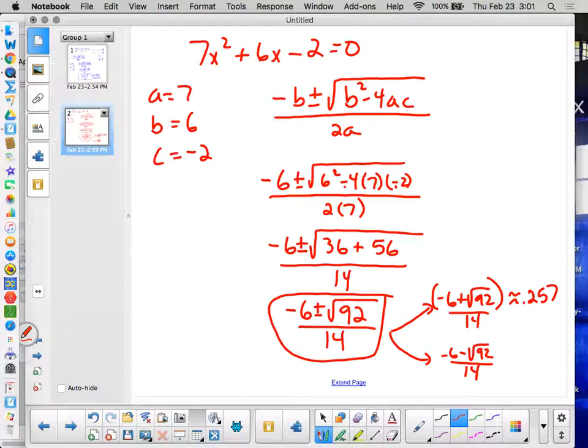And then we get negative 6 minus the square root of 92 and divide that by 14. And it's negative 1.114. So those are the values of x that make this equation true. It's not pretty. The solutions are not pretty. They're weird decimal radical values, but they are the solutions, and we can solve it.